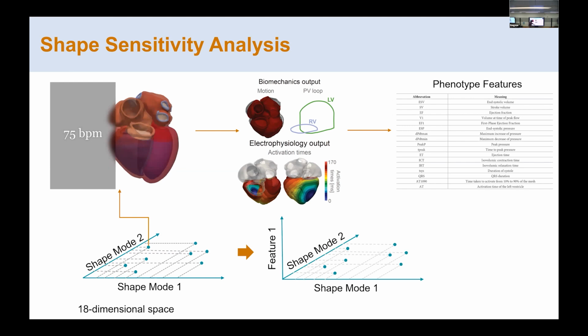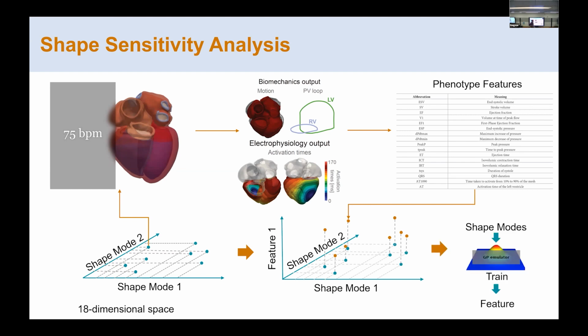And that is then going to give us a map. So each one of these different phenotype features is going to be a feature on the y-axis, and we have these modes. We can take these down and generate a field of features over that mode space. And that's what we can then use to train our GPE.